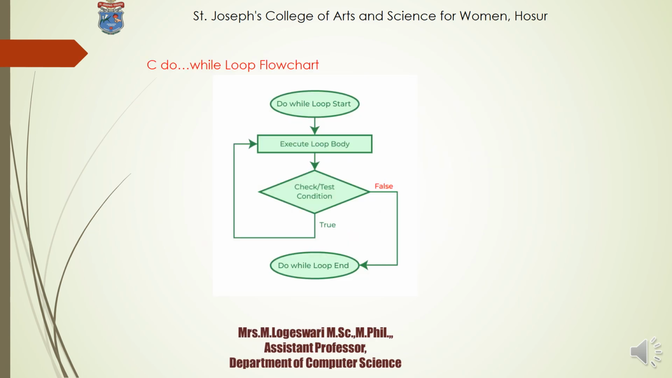For the do while, first you have to start the do while, then enter the body of the loop, then you have to check the condition. After that, if the condition is true, you can continue the body of the loop. So when the condition is false, the do loop will automatically end.